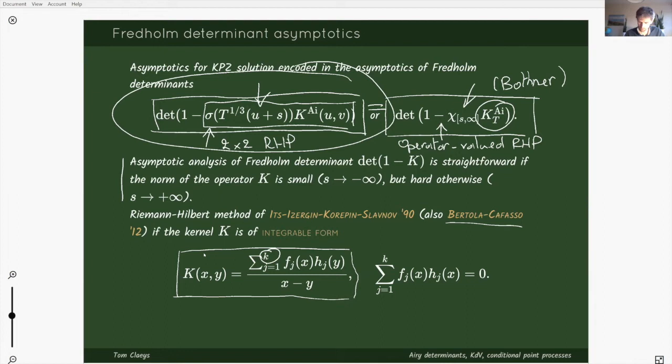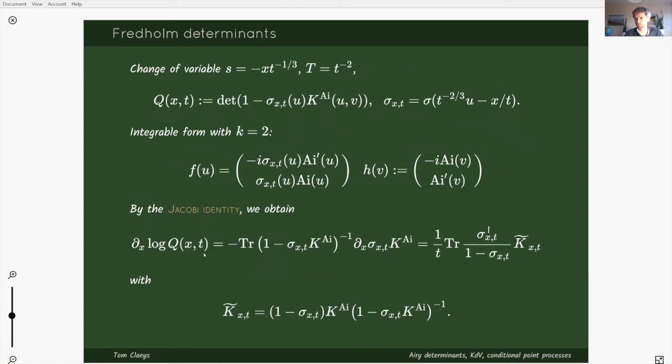All right, so let me now start to state some of the results that we can prove based on this 2x2 Riemann-Hilbert representation. And to do that, we need to make a change of variables. So recall that in this Fredholm determinant, we had two parameters, S and T. We'll make a change of variables just because it will be convenient afterwards, essentially because it will allow us to derive the KdV equation. So we define new variables x and little t. These are the two new variables. And now in terms of these variables, our function sigma is evaluated at this argument.